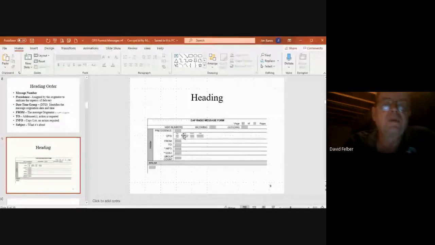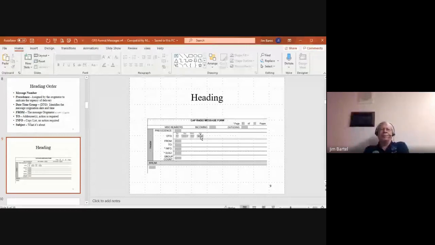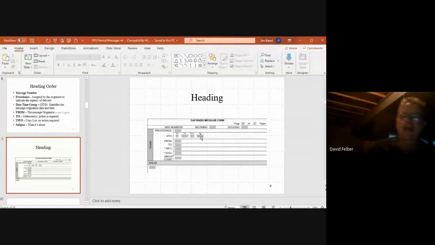110135 Zulu, July 2020. Some people put the whole year. I just like to put the last 2 digits of the year. Again, the red calls for the last 2. The date time group of the message I would originate right now would be 110135 Zulu, July 20.